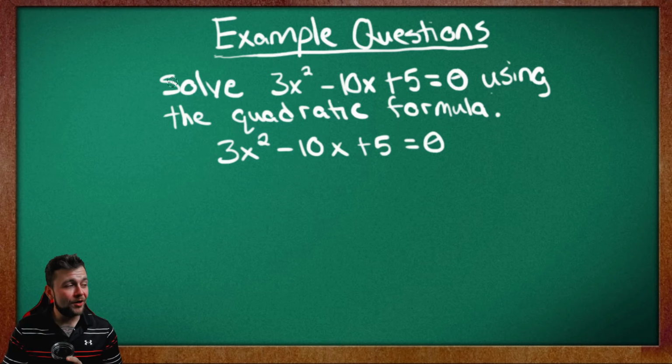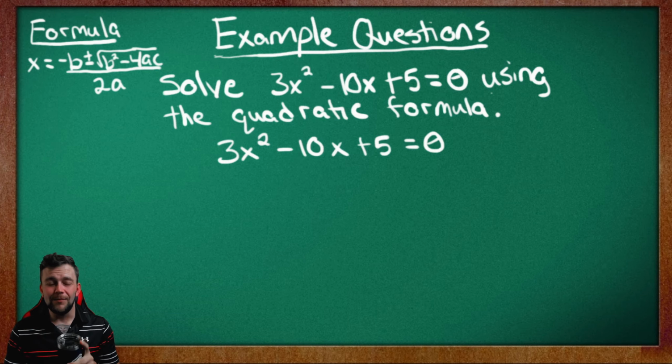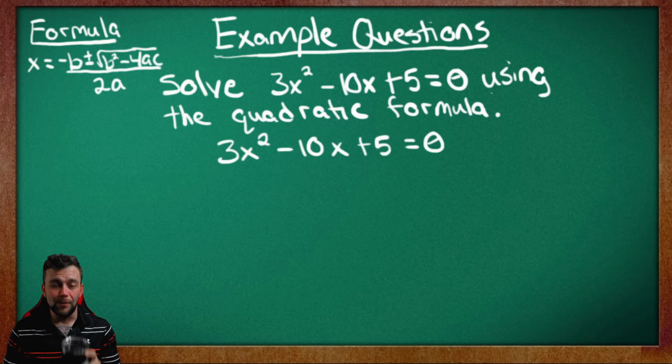But we are solving 3x squared minus 10x plus 5 equaling 0 using the quadratic formula. Do you remember the quadratic formula? Did you write it down? Did you take a screenshot of it? That's okay. I have it right there. Okay? I'm coming prepared with quadratic formulas.